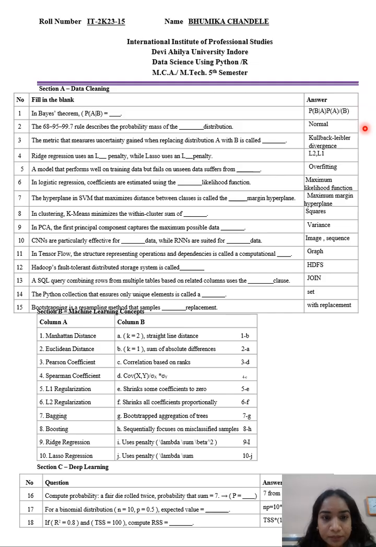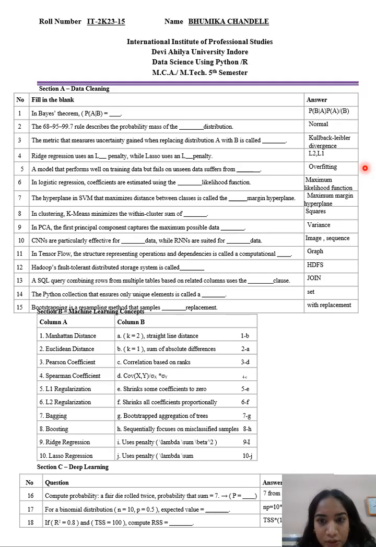Second question: the 68-95-99.7 rule describes the probability mass of the dash distribution. Normal distribution, because this rule states that for a normal distribution about 68% of values lie within one standard deviation, 95% within 2, and 99.7% within 3. So it's a quick way to reason about spread.